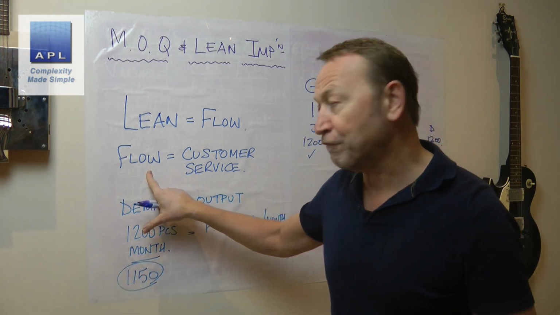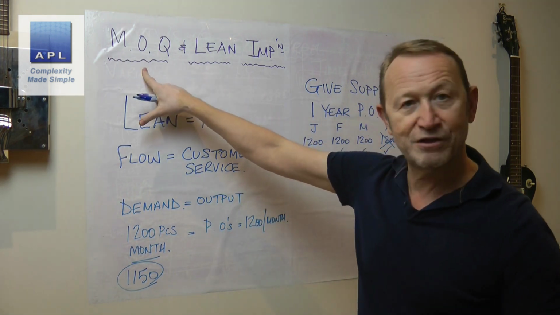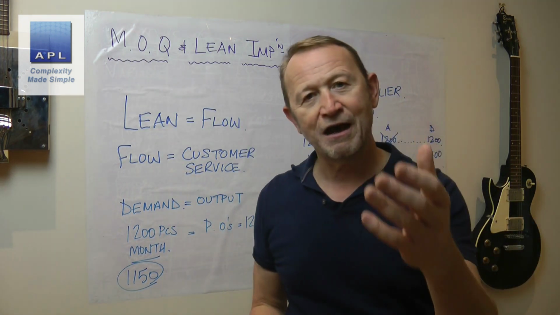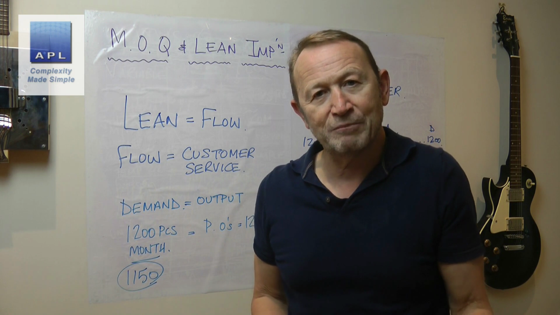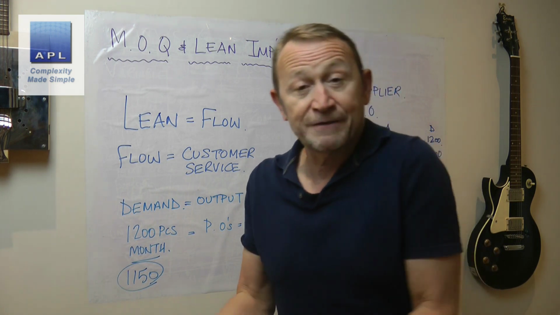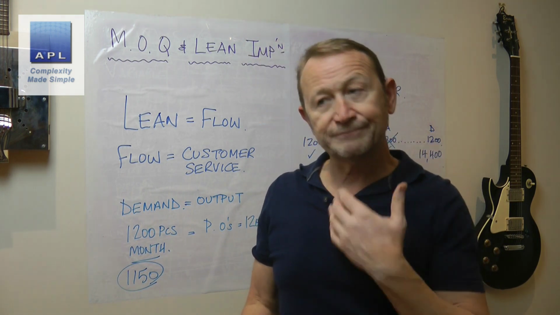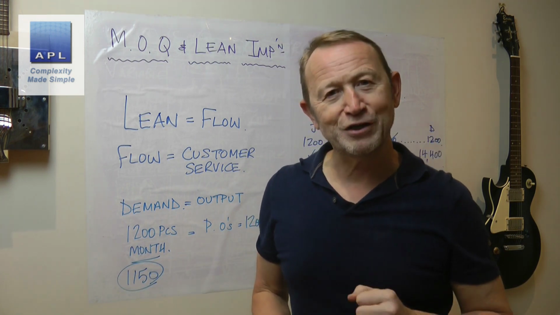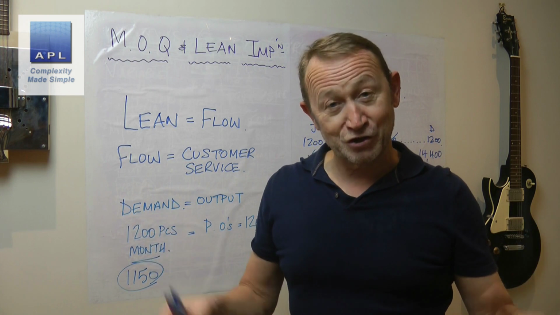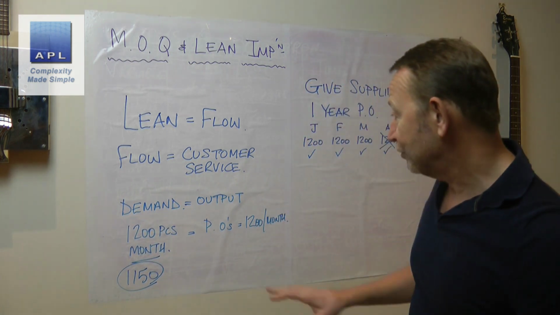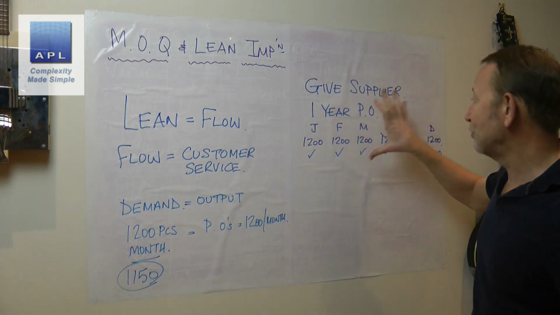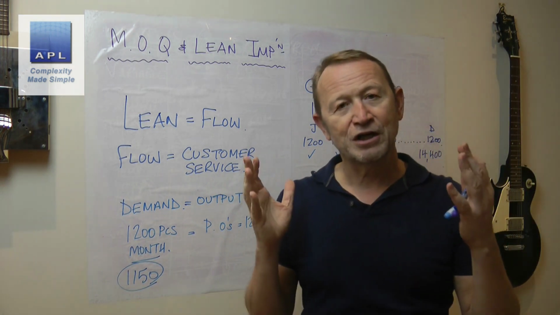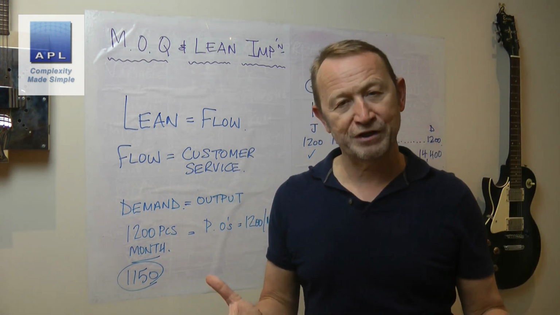You've created flow and you've created a minimum order quantity, and you've got hardly any stock in your company because every time it arrives, you turn it into goods and you deliver it to the customer. Flow is what services the customer. Stock doesn't. But what you have to do is think beyond the monthly ordering system.